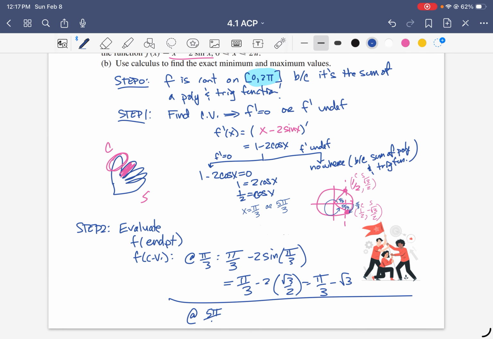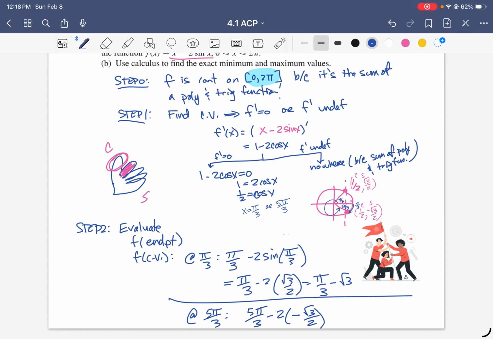At 5 pi over 3, I'm going to get 5 pi over 3 minus 2 times negative the square root of 3 over 2. Is that right? Sine's going to be, let's see, I'm down. Yeah, sine's going to be negative. So it's negative square root of 3 over 2. Make sure that's right.